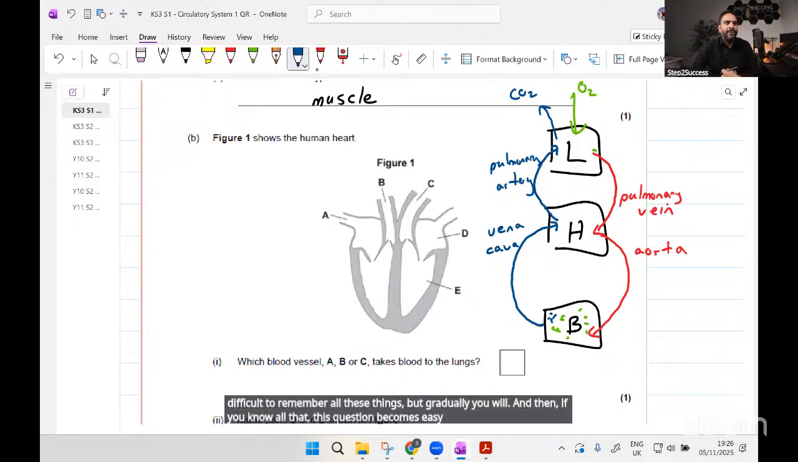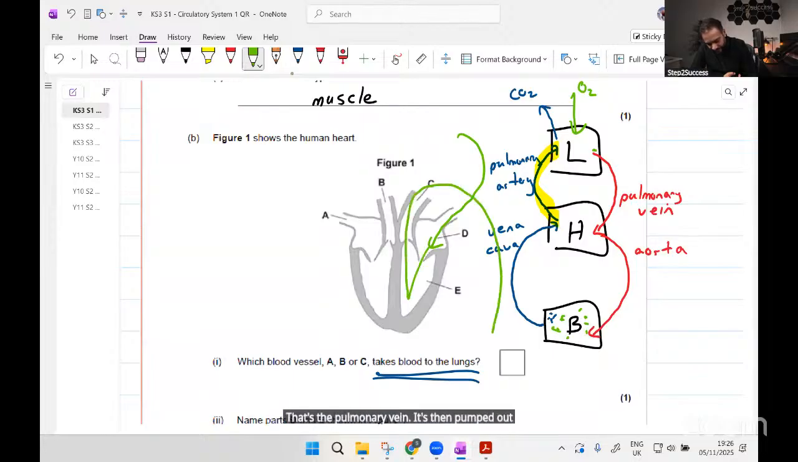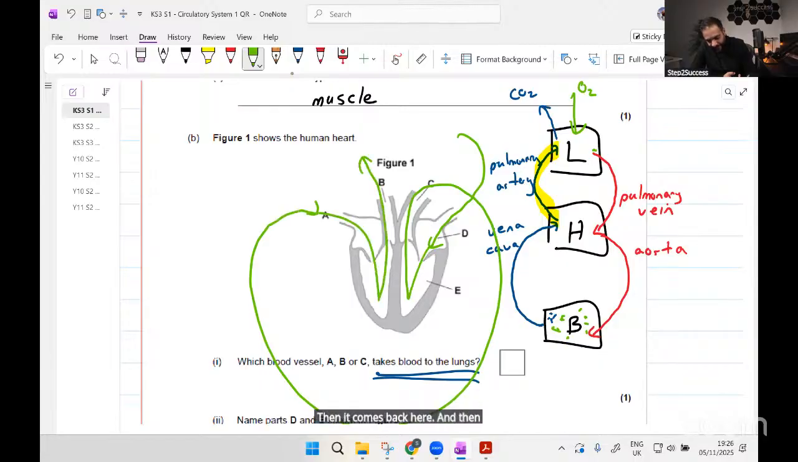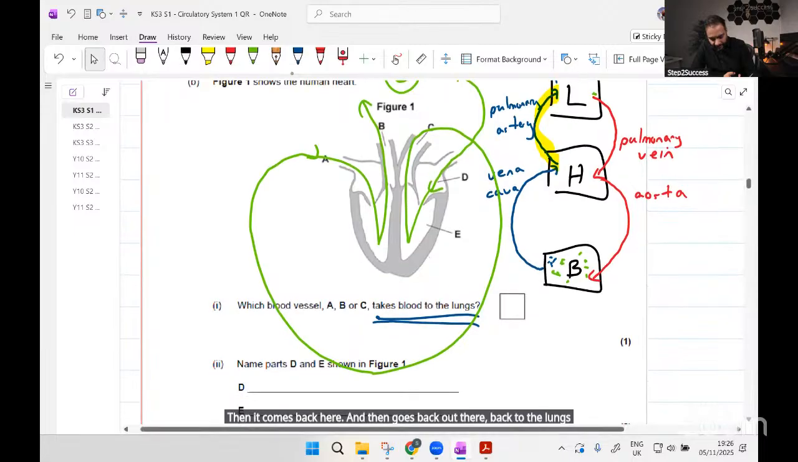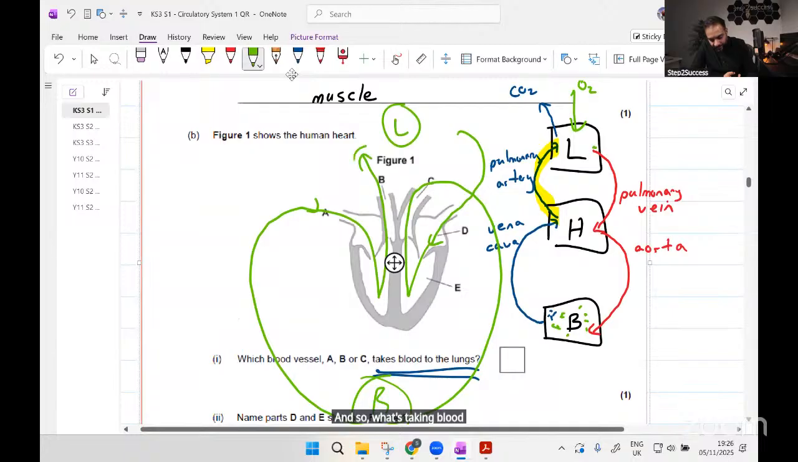Which blood vessel, A, B, or C, takes blood to the lungs? So the bit that's taking blood to the lungs is there. Which on this diagram is there. So the way it works is the blood comes in this way. That's the pulmonary vein. It's then pumped out all around the body. Then it comes back here and then goes back out there, back to the lungs. So that's the lungs there, the rest of the body over here. And so what's taking blood to the lungs has got to be B.